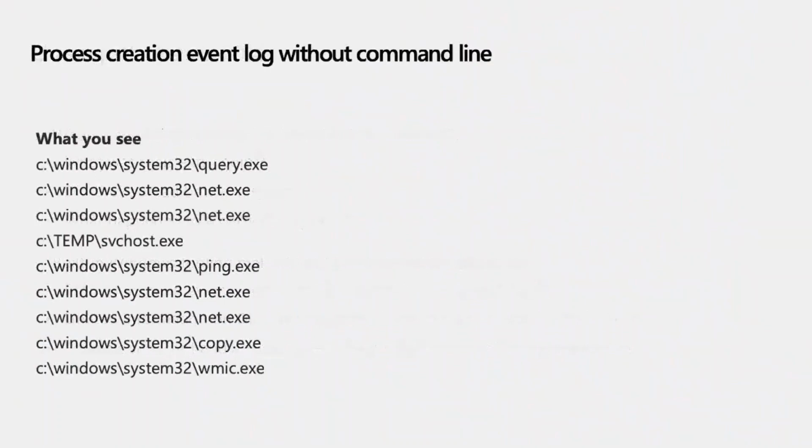To provide you an example, the process creation event, which is the 4688 event on Windows, didn't used to have the command line. So what you would see is query, net, you would see an svchost on the wrong path. It clearly looked suspicious. You see ping, net, copy, but you didn't really know what happened.